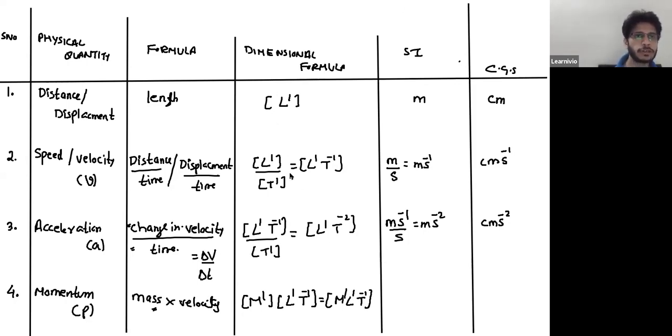And what about the unit? Mass is kg and velocity is meter per second, so the SI unit is kg meter per second. CGS? Instead of kilogram, we use gram, and instead of meter, we use centimeter. So the CGS unit is gram centimeter per second.